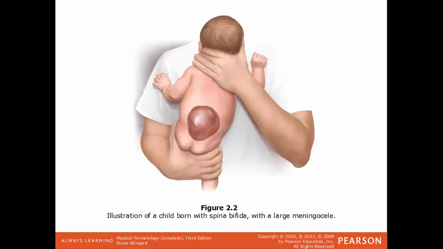You have an illustration of a child born with spina bifida. So what you have here is the most inferior part of the spinal cord, the lumbar portion, exposed to the external environment, a herniation of the spinal cord and of the meninges. So you have a meningoceal.